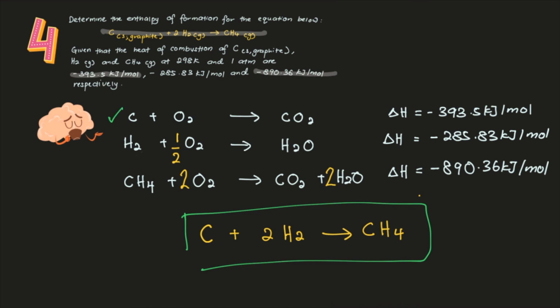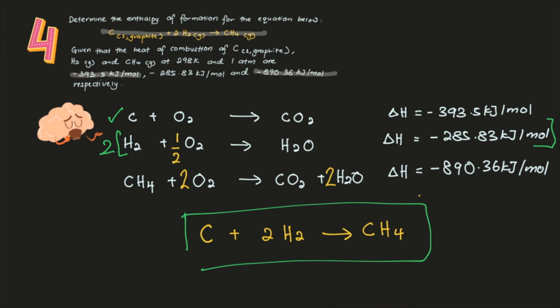Next up, we're going to look at the second equation. In the second equation, you do need the hydrogen, and the hydrogen is indeed in the reactant. But you need 2 hydrogen around here to match with the target equation. So what you're going to do is times everything here with 2.